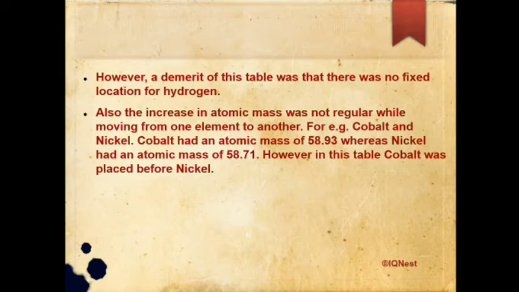For example, cobalt and nickel. Cobalt had an atomic mass of 58.93, whereas nickel had an atomic mass of 58.71. However, in this table, cobalt was placed before nickel. So actually the atomic mass of cobalt was greater than the atomic mass of nickel, but it was placed before nickel. So that was the fault of this representation.